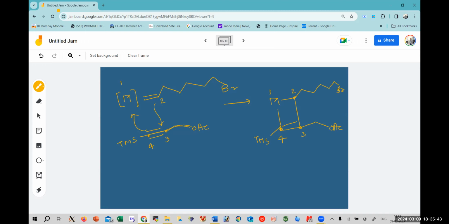Okay. Now we have to rearrange the bond. So the new bond would be formed with this one, and this would come in a particular way. And here we will be having M double bond TMS, and this is having a double bond with the long chain also.